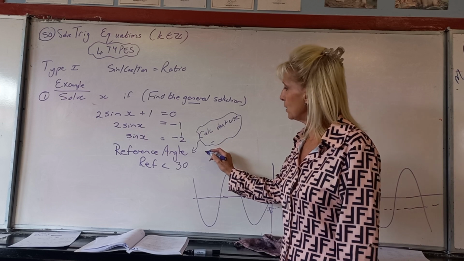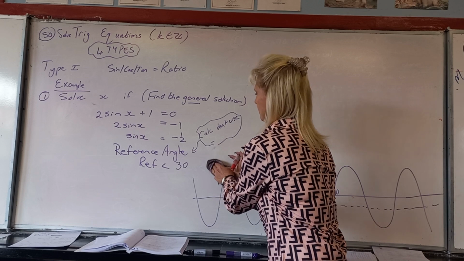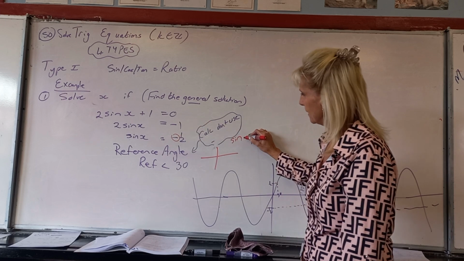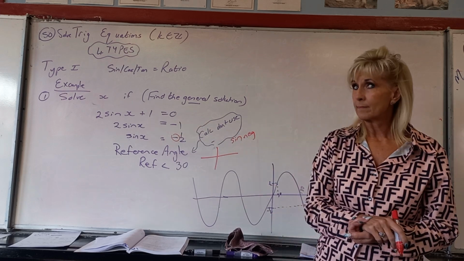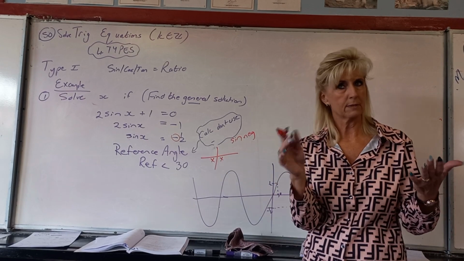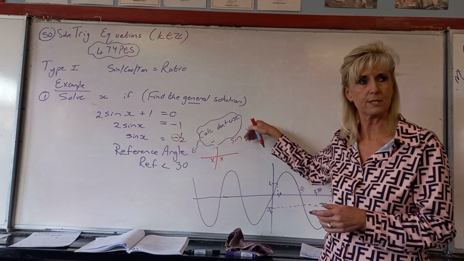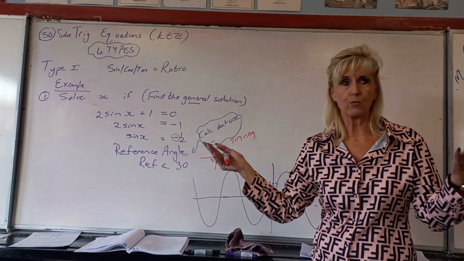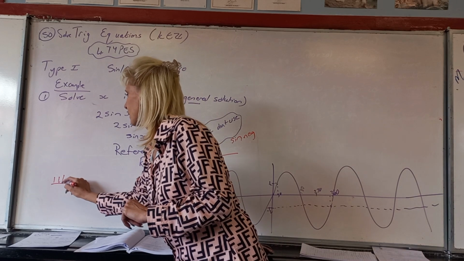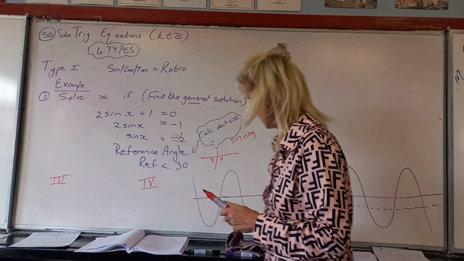I must now decide in which quadrants I'm working. Let's do it in red. Where is sin negative? Third and fourth quadrants. If it was positive, it would have been first and second, and so on with all the others. Then what you do is you write down quadrant number 3 and quadrant number 4 are going to be my answers, right?